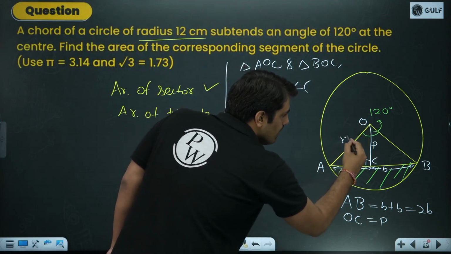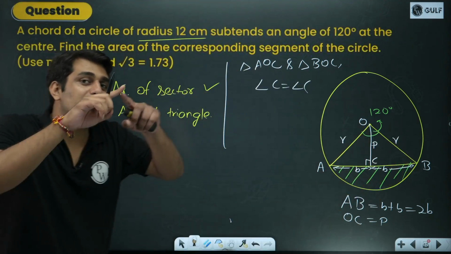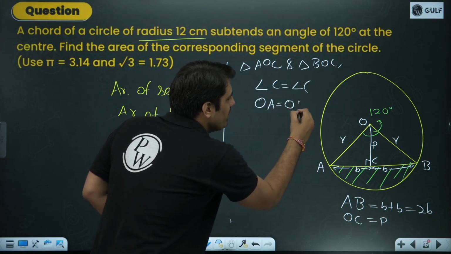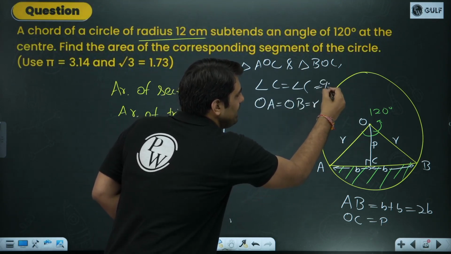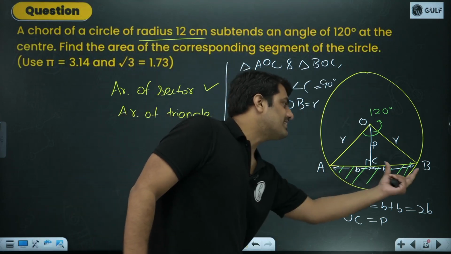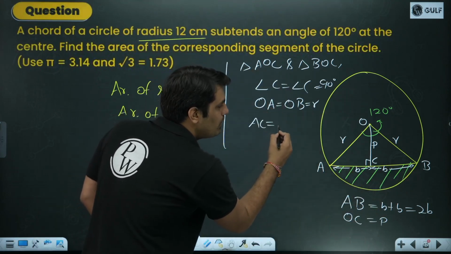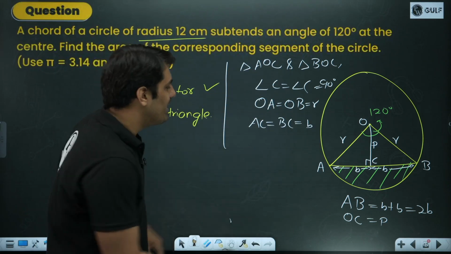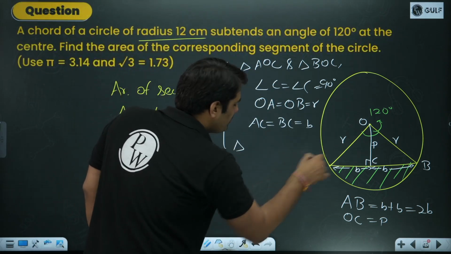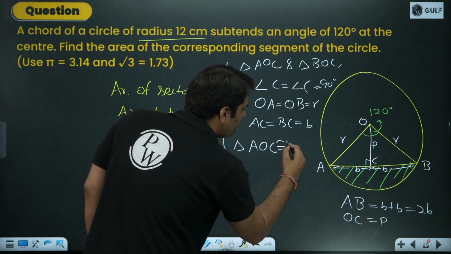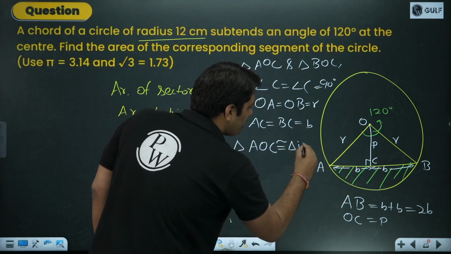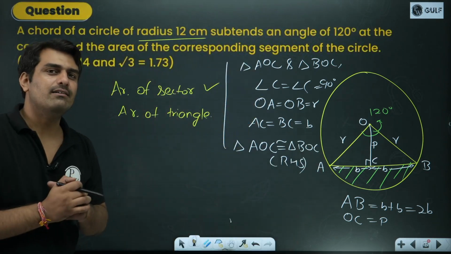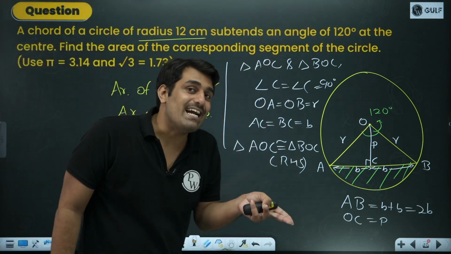This is the hypotenuse, and both hypotenuses are the radius. So OA is equal to OB, which is equal to R. This length is B, this length is B, so AC is equal to BC, both equal to B. This is 90 degrees, this is the hypotenuse, this is a side. Triangle AOC would be congruent to triangle BOC by RHS. But what's the point of doing all this, sir? You don't have to show the entire thing, but you have to understand each and everything.